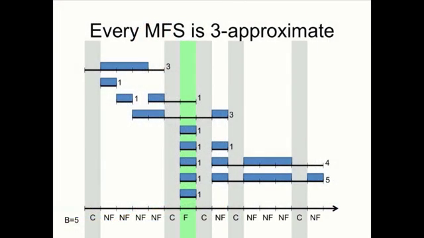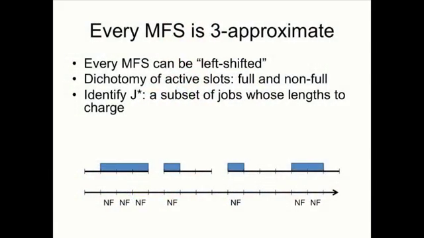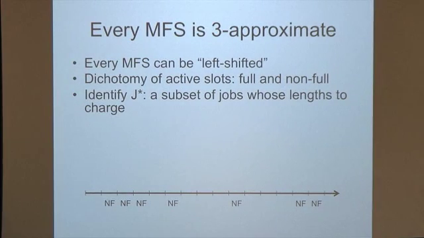So after the algorithm ends, the main thing is to look at the schedule and identify which slots are full and which slots are non-full. And then we sort of have to figure out how we're going to account for these non-full slots. If there's a large number of non-full slots, I want to prove to you that they were unavoidable, and the optimum solution also has to have a very large number of idle slots where not much was happening. So that's the dichotomy of active slots by full and non-full.